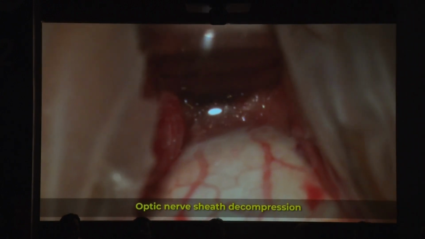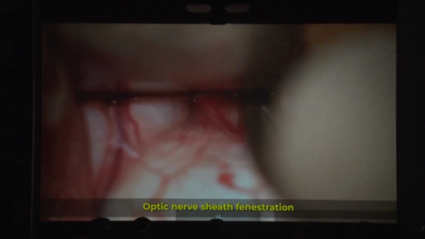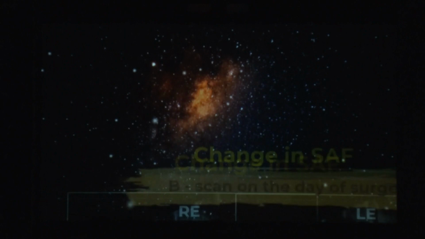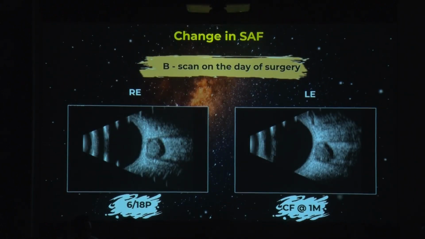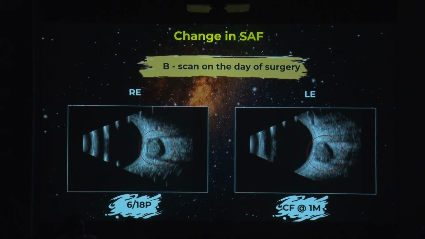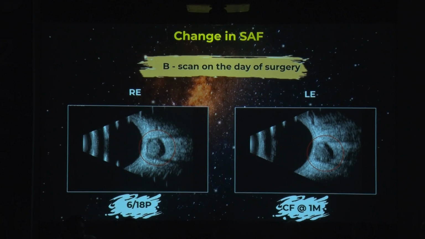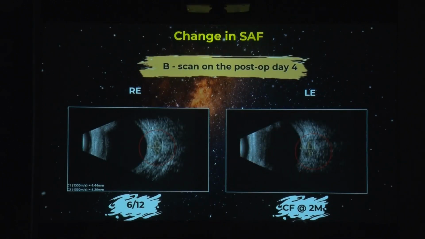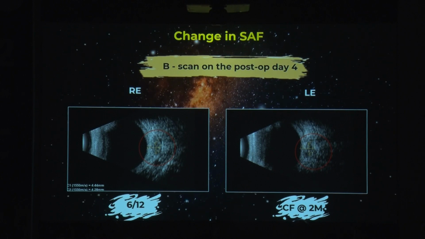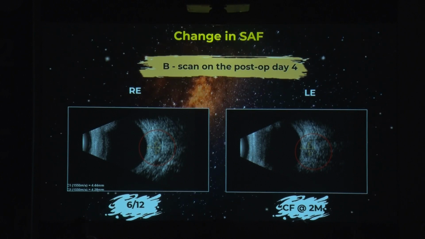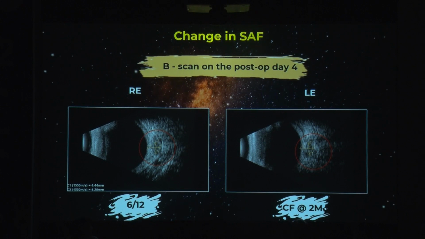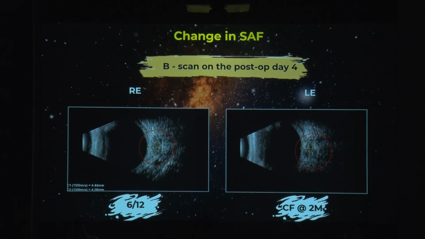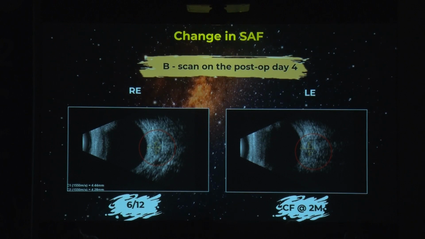Then we have done a fenestration. Then with the help of blunt scissors, we break any adhesions underlying the sheath. Now, if you compare the change in the SAF from the day of surgery to 4 days, you will notice that the SAF is completely removed, which means that subsequently the optic nerve head will also resolve, because this is the first sign to go. And due to the axoplasmic stasis, it takes some time for the other part of the optic nerve to flatten, which can be anywhere from 4 to 6 weeks. This gentleman has now had stable vision for the last 6 months.